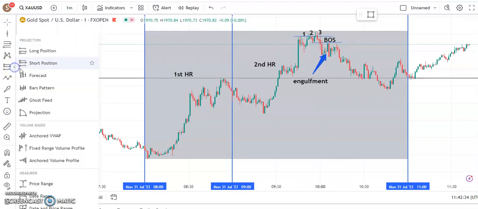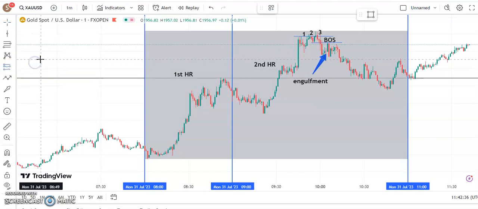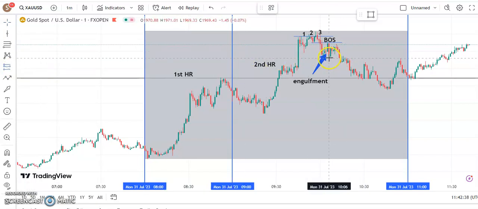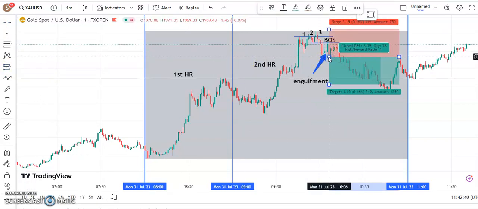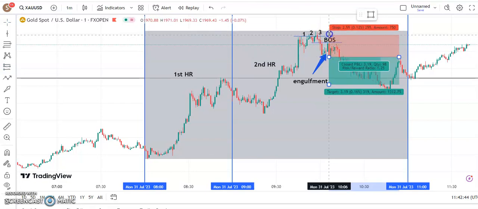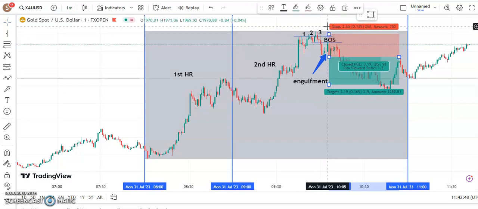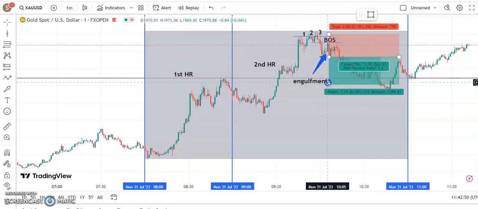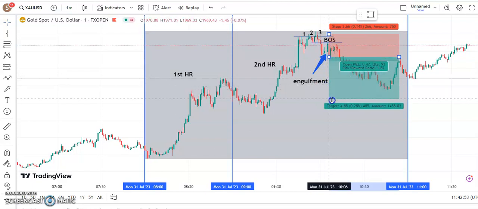If you can't really execute up to there, I don't really know what your problem is. So we have our stop loss at around 25 to 30 pips. And then our target is a risk-reward ratio of 1:2.